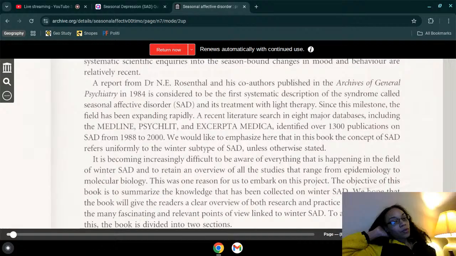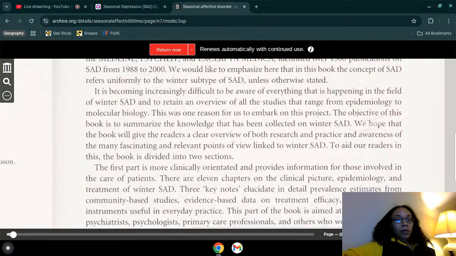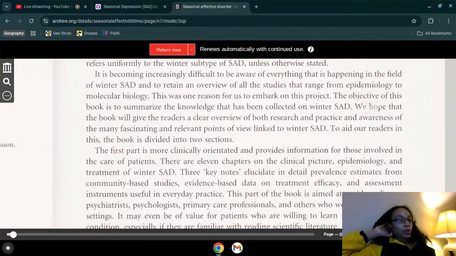We would like to emphasize here that in this book, the concept of SAD refers uniformly to the winter subtype of SAD, unless otherwise stated. It is becoming increasingly difficult to be aware of everything that is happening in the field of winter SAD and to retain an overview of all the studies that range from epidemiology to molecular biology. This was one reason for us to embark on this project.